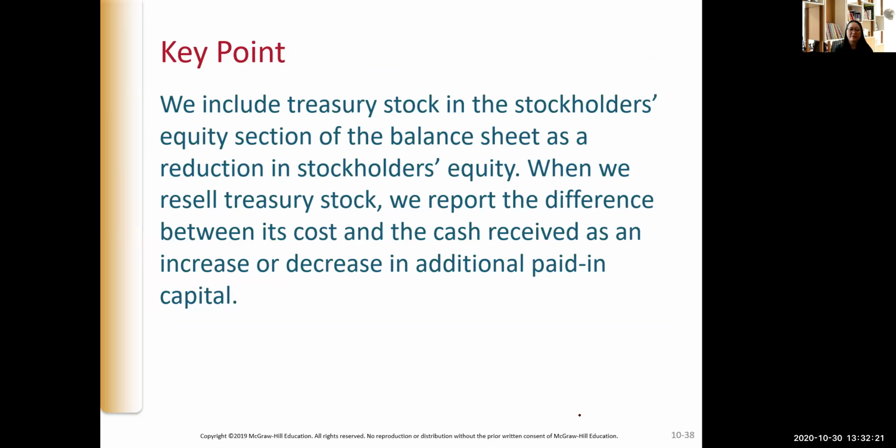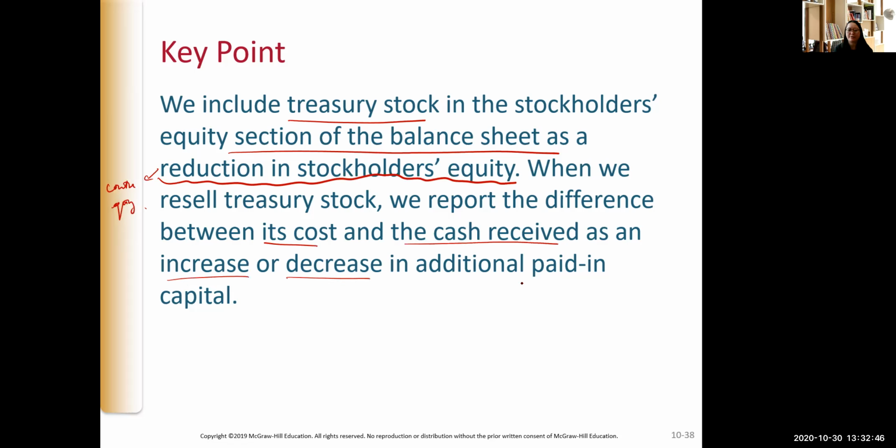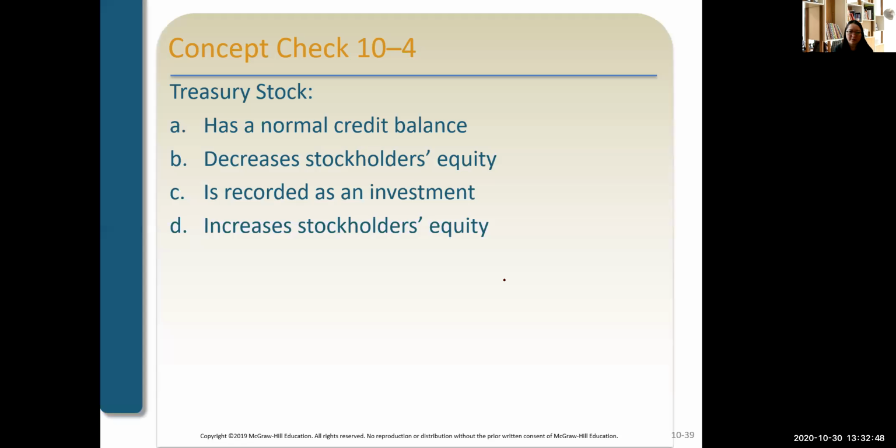So the conclusion here is that we include treasury stock in the stockholder equity section of the balance sheet as a reduction of stockholder equity because it's a contra equity account. And when we resell the treasury stock, we report the difference between its cost and the cash received as either increasing or decreasing additional paid-in capital.